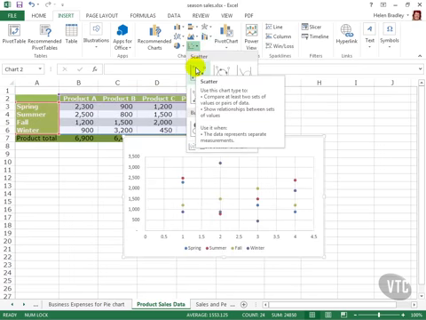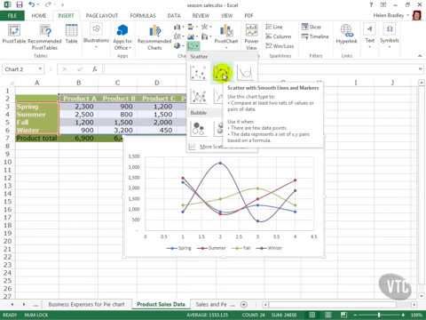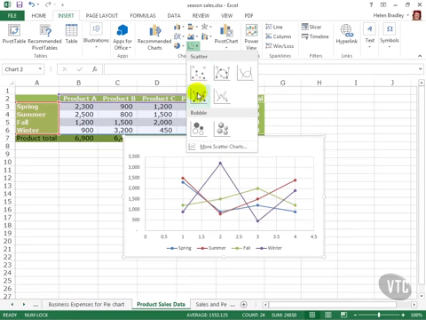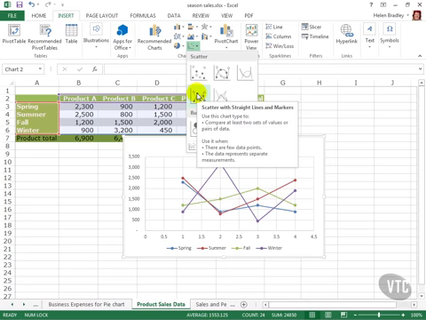XY scatter charts show data as points, although they can be joined. These are often used to display data measured from an experiment or where you're trying to find a relationship between two variables, such as how temperature would affect pollen count, for example.